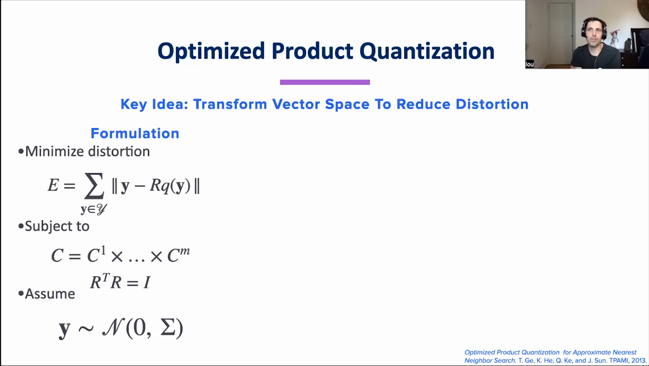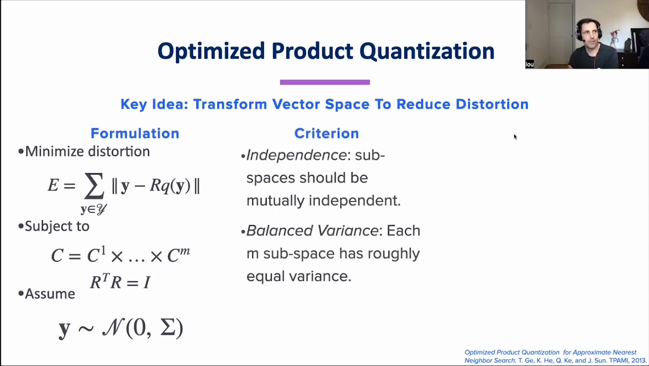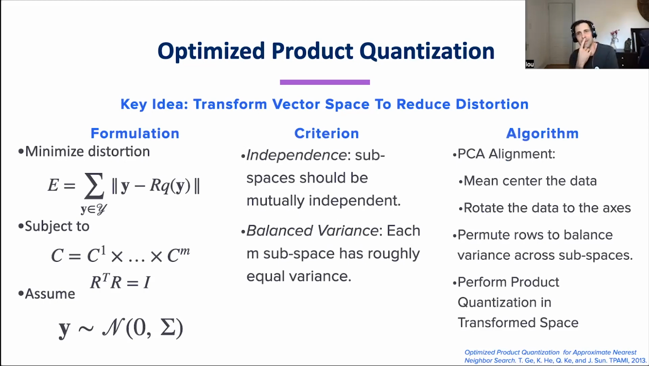And we're going to assume that the noise, or that Y, is normally distributed around a zero mean. Right? Those are the assumptions made. They came up with a few ways to do this, citing some criterion that subspaces should be mutually independent and you want to balance the variance across different matrices when you're computing R. But all of this was about computing R. So I'll go over how they did that. The algorithm was pretty simple. And those of you who have played around with eigen decomposition, this sounds pretty familiar. The basic idea was do PCA alignment, like mean center the data and rotate it around its primary axis. And then permute the rotations such that the variance in the data gets balanced equally across those permutations. And then just run product quantization on the result.